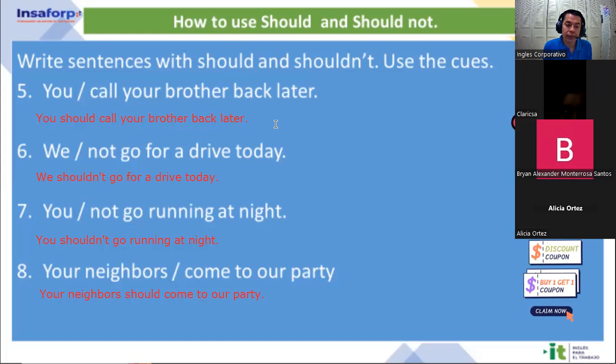We shouldn't go for a drive today. Drive. Uh-huh. Number 7. You shouldn't go running at night. Okay, continue.